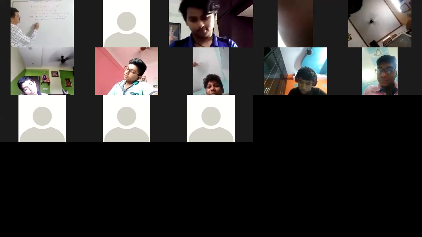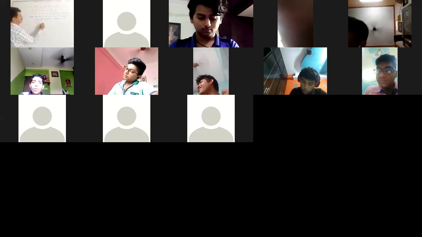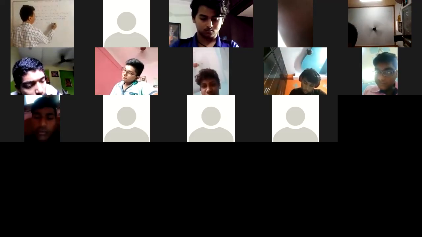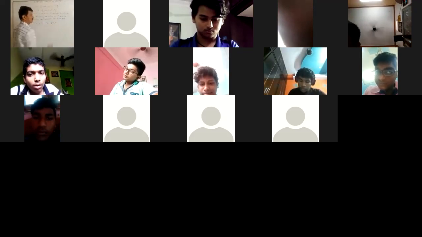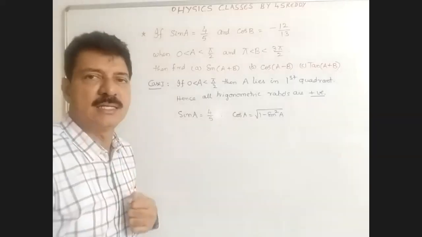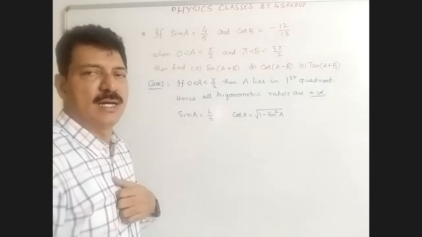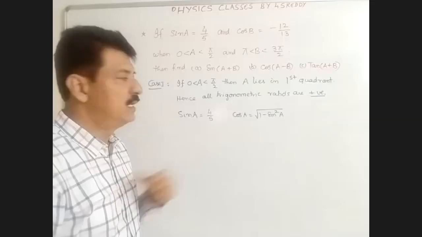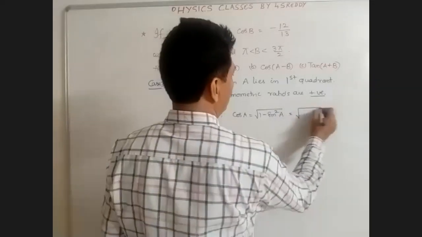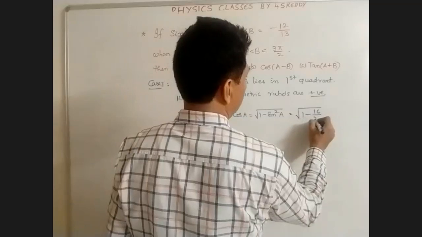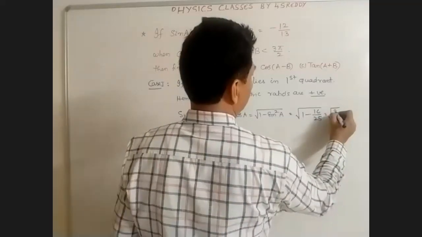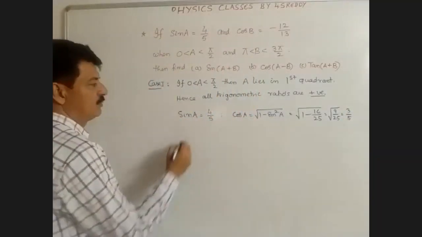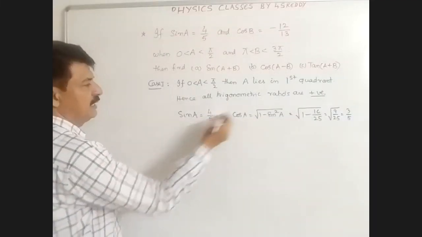So, if sin A is equal to 4 by 5, then what is cos A? It is root over 1 minus sin square A. Because according to identities, sin square A plus cos square A is 1. Therefore cos square A is 1 minus sin square A, which is root over 1 minus 16 by 25, root over 9 by 25, which is 3 by 5.